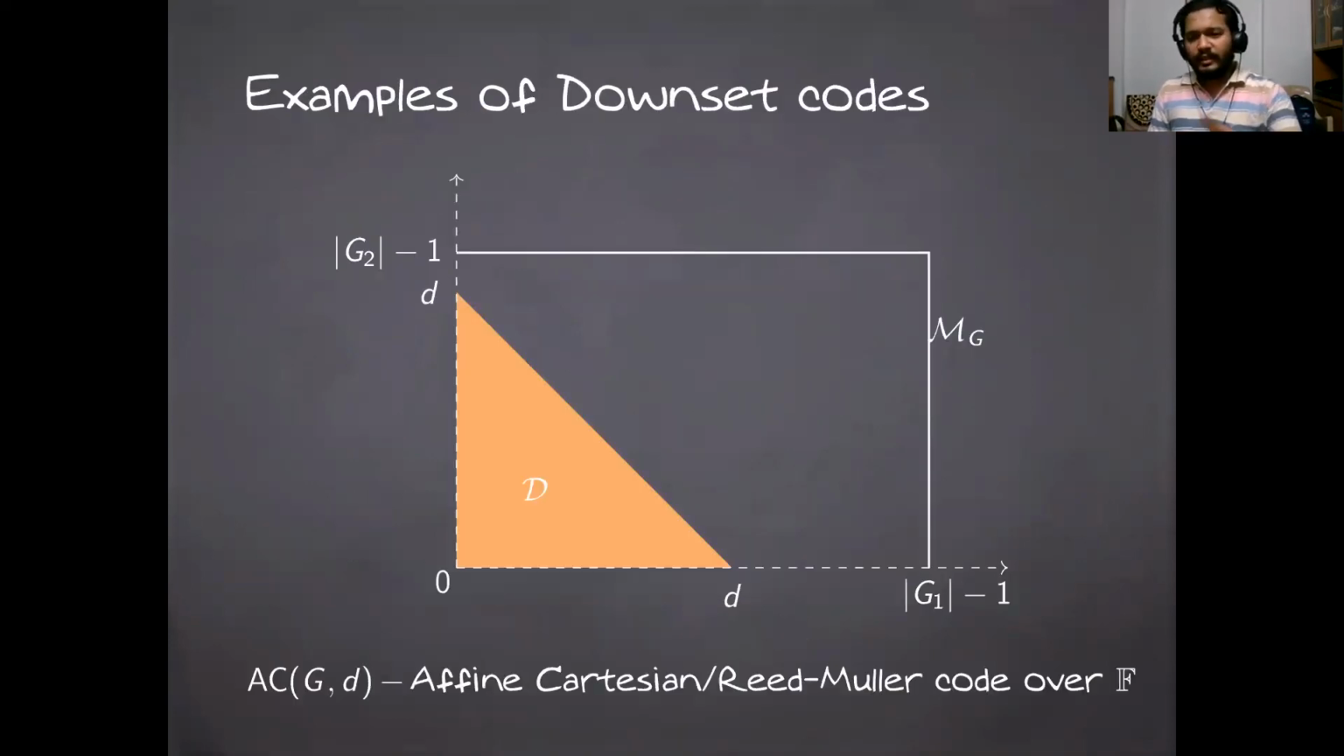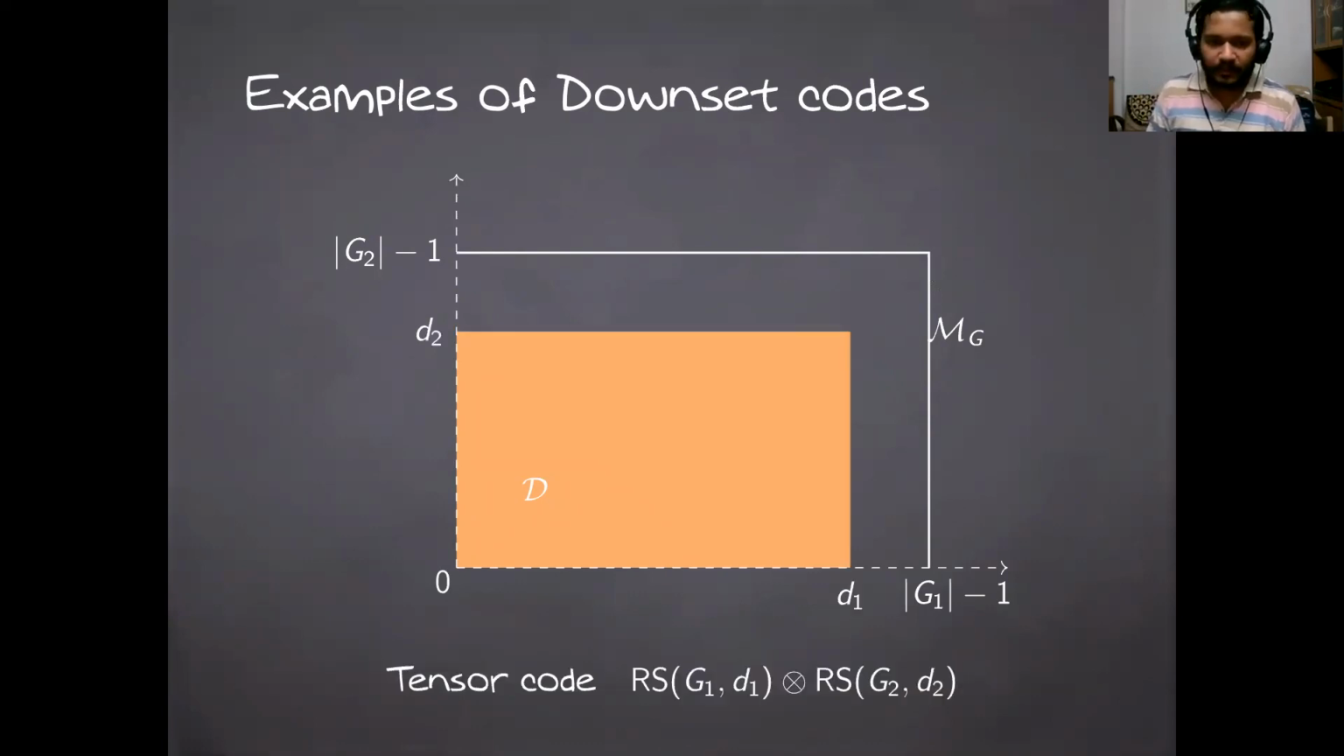So let's go back to the examples that we have seen in a diagrammatic sense. The Reed-Muller code, the classical affine Cartesian code, if you take an arbitrary grid in 2 dimensions, is essentially a single degree parameter imposed on the set of monomials, which gives you something that looks like a triangle. There are 2 variables here, x and y, and you have a downset of monomials defined by the total degree condition. That is the Reed-Muller code or the affine Cartesian code.